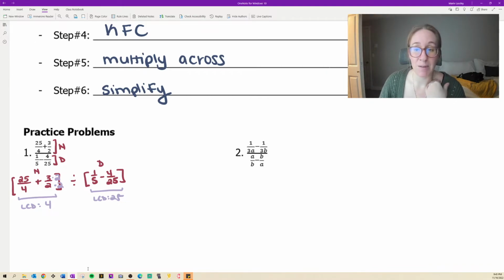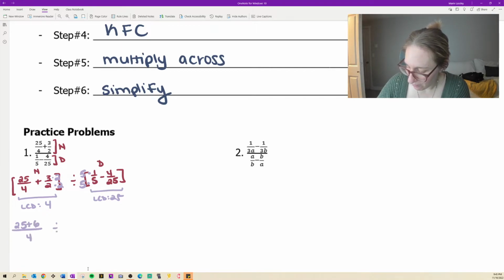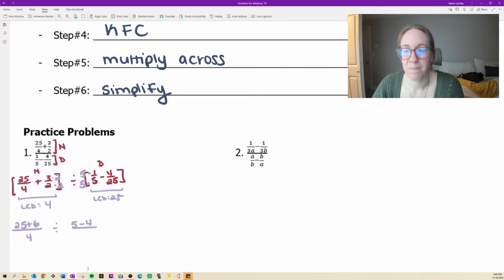And for my second piece, that denominator part, I need to multiply the first piece of that section by 5 on top and bottom to get the 25 in my denominator. All right, so next up, we're going to go ahead and combine our stuff, right? So we've got 25 plus 6 all over 4 divided by 5 minus 4 all over 25.